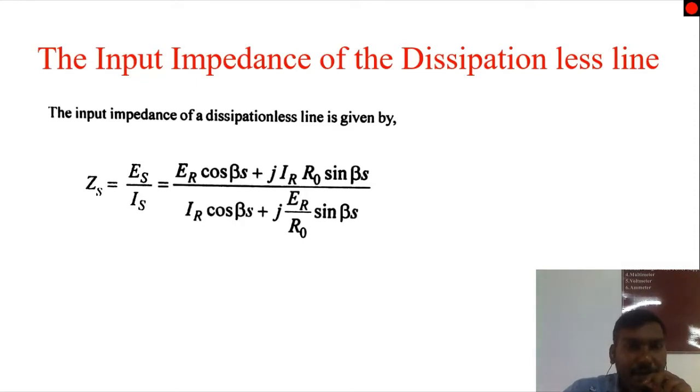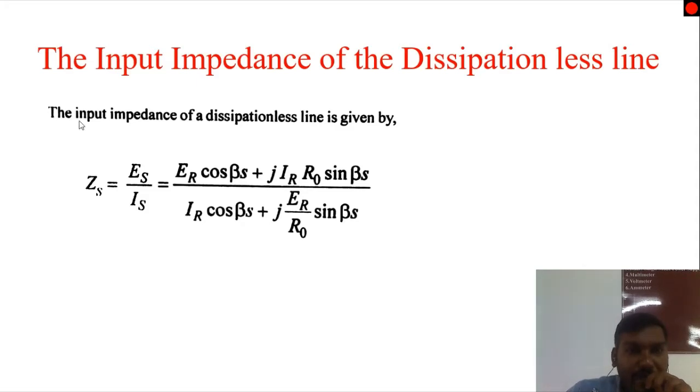If we look at the equation, the numerator consists of cos beta s and also sin beta s, and the denominator also has cos beta s and sin beta s. From this we take cos beta s as a common term in the numerator and the denominator. The first term, Er, has cos beta s, but the second term, j Ir R0, does not have any cos beta s, so we have to multiply and divide by cos beta s. So we can take cos beta s as a common term in both numerator and denominator, and they cancel each other.